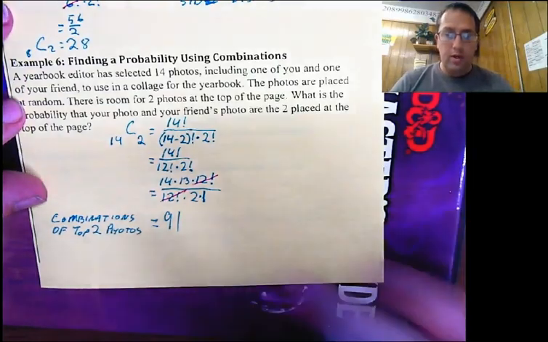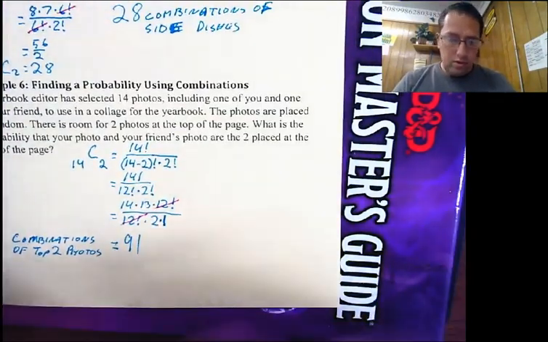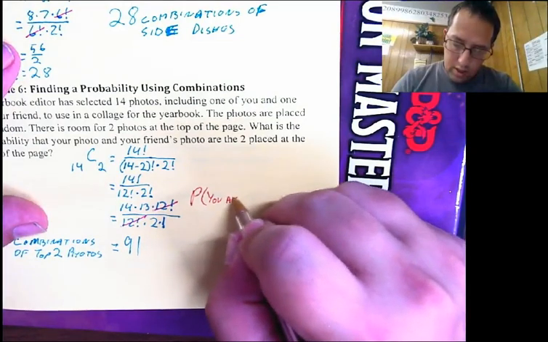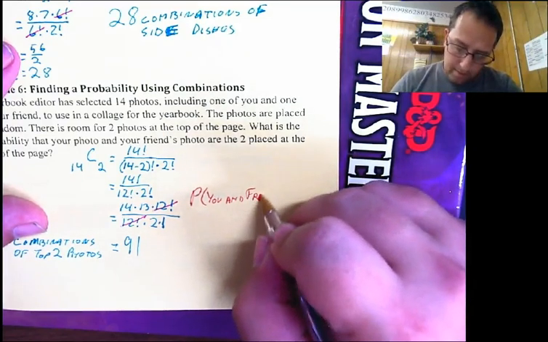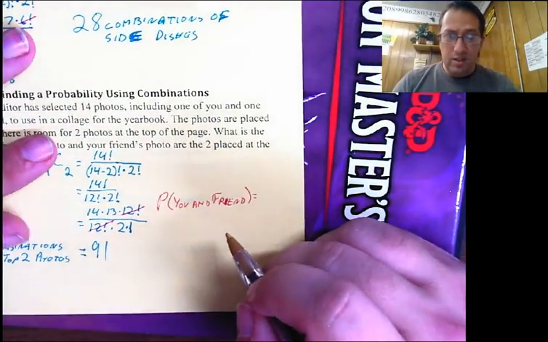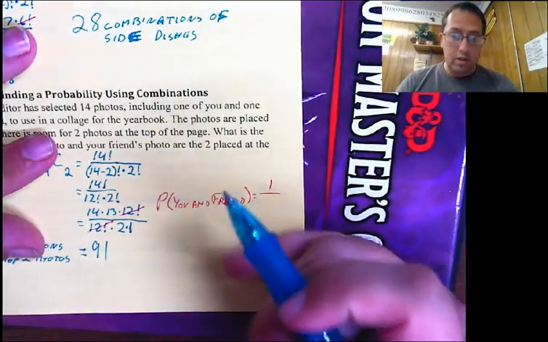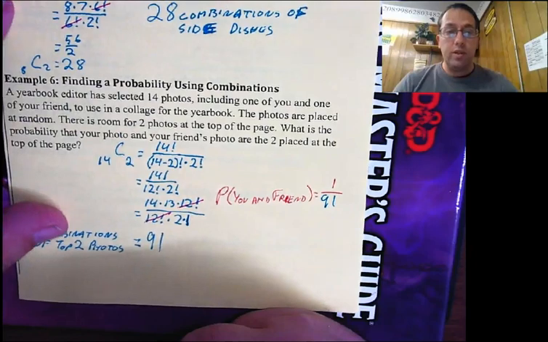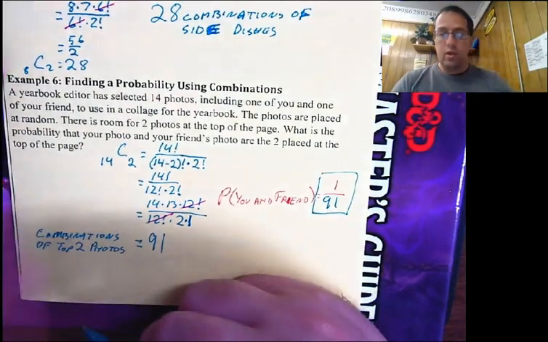So this is how many different ways they can pick the top 2 photos. What is the probability that they pick you and your friend? All right. So probability of you and friend. Well, since we don't care about order here, we don't care if you're first or friend's first, that means there's really just one combination, you and your friend. 1. Out of how many total combinations are there? 91. So, the probability of you and your friend being the top 2 pictures of this yearbook collage would be 1 out of 91.